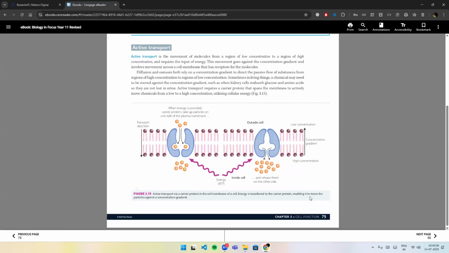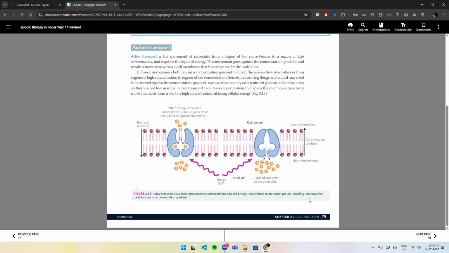Active transport is the movement of molecules from a region of low concentration to a region of high concentration and requires the input of energy. This movement goes against the concentration gradient and involves movement across a cell membrane that has receptors for the molecules.